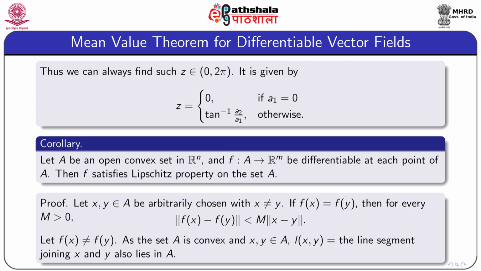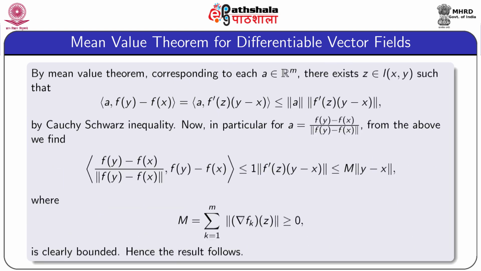As the set A is convex and x, y are in A, the line segment joining x and y, which we denote by Lxy, also lies in A. By the mean value theorem, corresponding to each a in Rm, there exists z in the line segment joining x and y such that inner product a, fy minus fx equals inner product a, f dash z operating on y minus x, and it is less or equal to norm a times norm of f dash z times y minus x. We applied here the Cauchy-Schwarz inequality.